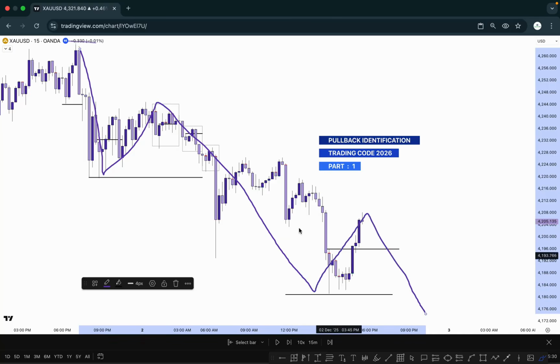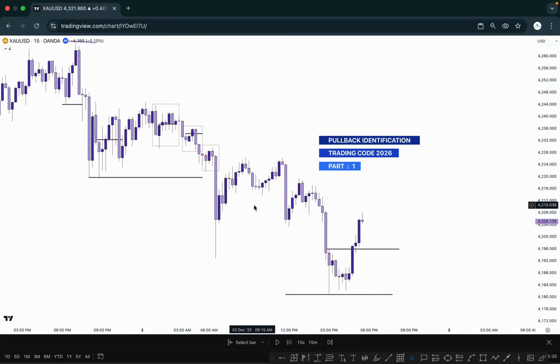So this is the process, and this is our master pullback here, and anything that happens between this is called an internal pullback. So this is the difference between the major and minor pullback, and we need to understand it, but I'm just teaching you how we can identify a valid pullback. To identify a valid pullback in a bullish market, the market should break the previous candle low. In a bearish market, the market should break the previous candle high.